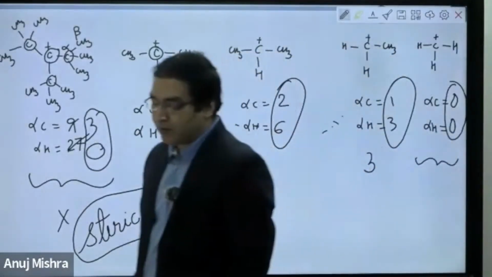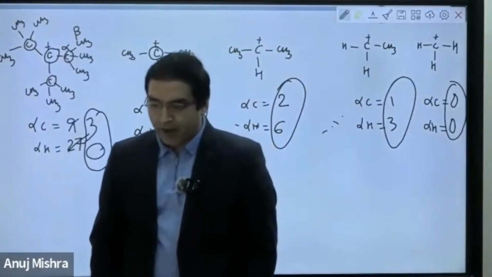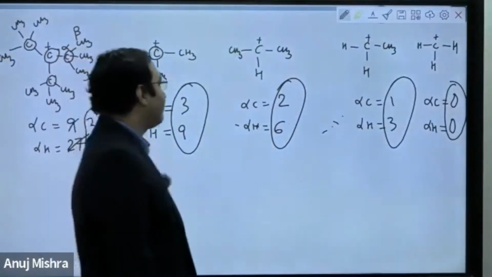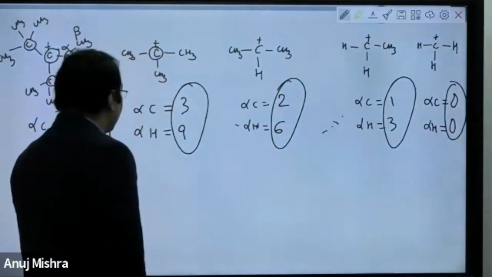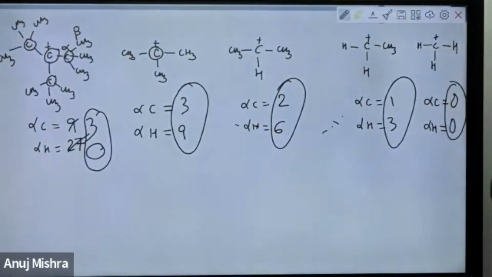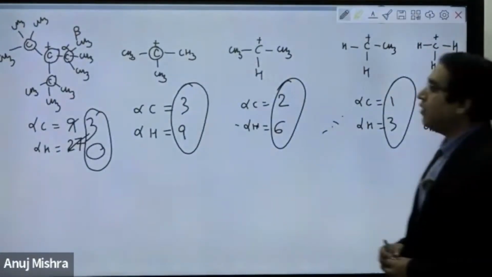Steric crowding means? Welcome back. So we can count alpha hydrogen, we can count alpha carbon.